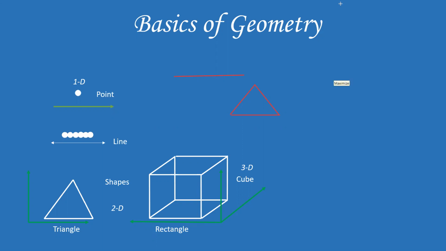All right. So basically the difference between 1D and 2D is that 1D only goes in one direction. 2D we have two directions. For example, look at the triangle now. The triangle has two directions over here like this. So let me just draw this.